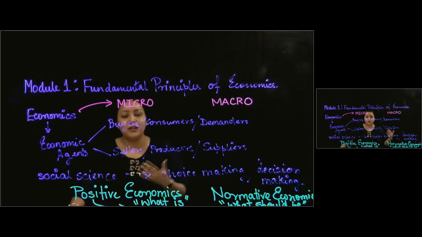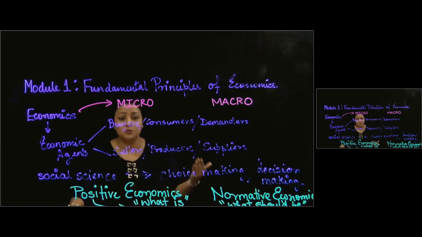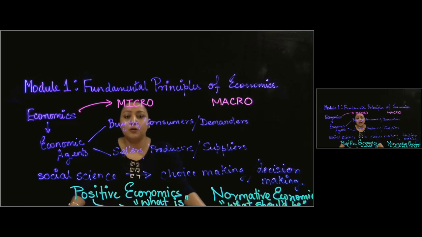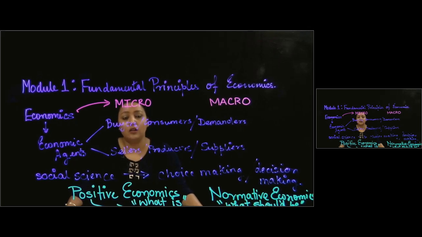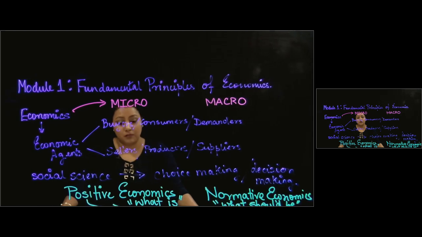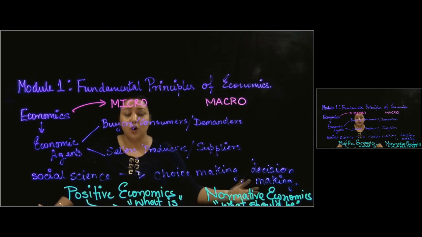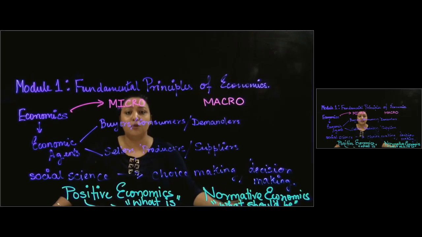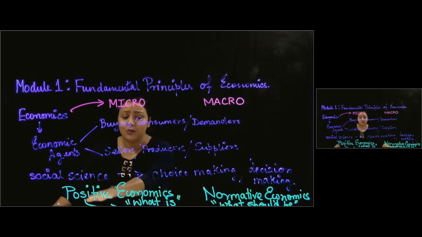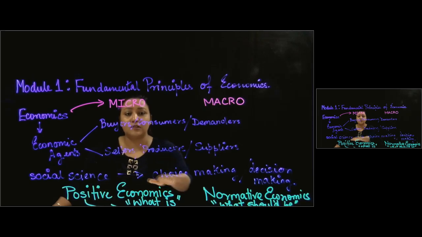Now, let me give you an example to bring out the difference between the two. For example, if I say that the Affordable Care Act, which is more commonly known as Obamacare, mandated universal health insurance for all US residents. That's a fact. Right? You can go back, you can look at the policy paper, and you can see that that is exactly what the Obamacare policy said. So that would be a positive economic statement or a positive economic phenomena.